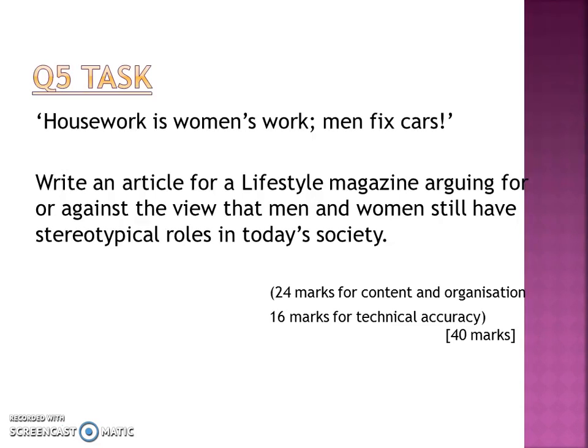So you're getting people to read something and they're reading it in their spare time. A lifestyle magazine is like the magazine that comes free with the Sunday newspaper, or like Stylist you get on the train or something like that. It's not a very, very serious magazine.